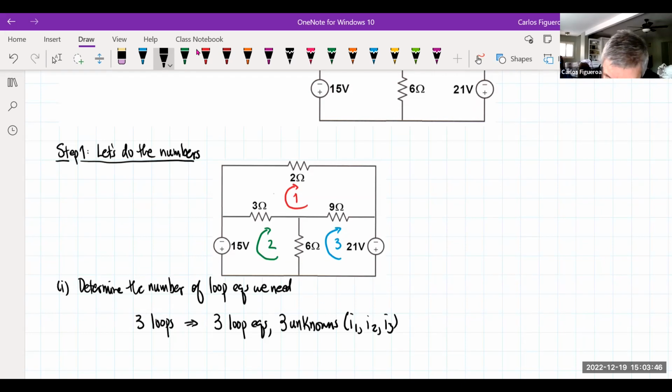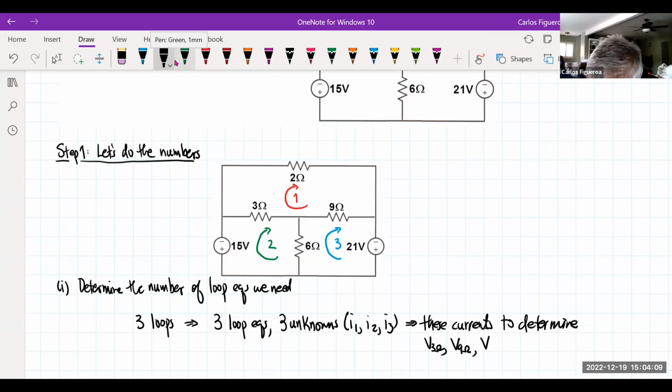So that means I'm going to need these currents to determine the voltage across the 3 ohm, the voltage across the 9 ohm, and the voltage across the 6 ohm. So I need these.